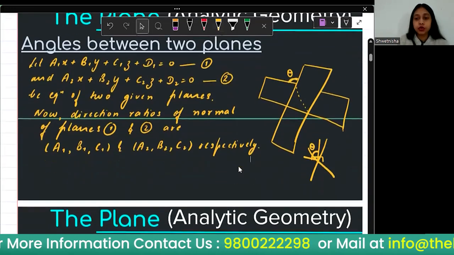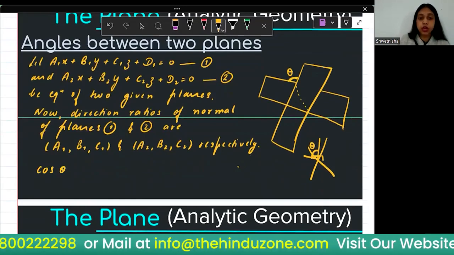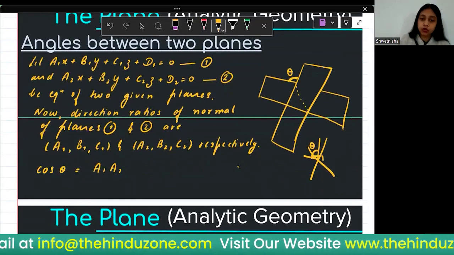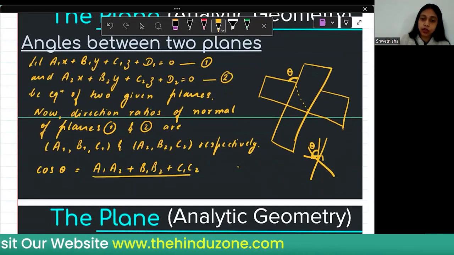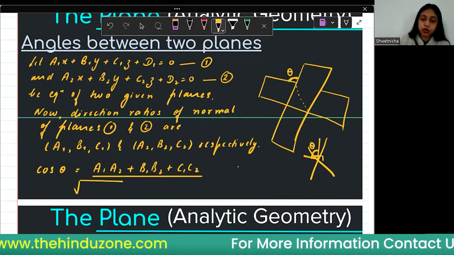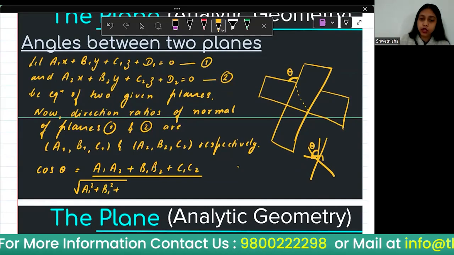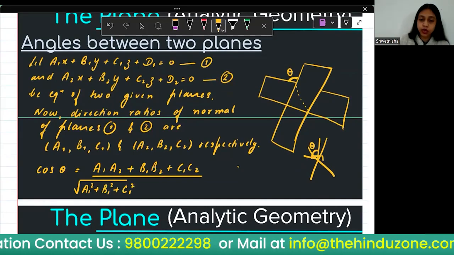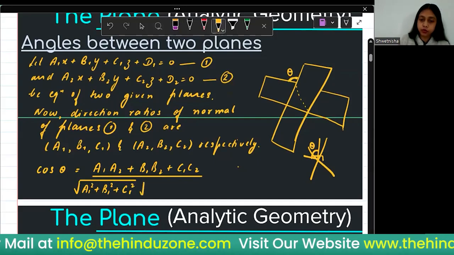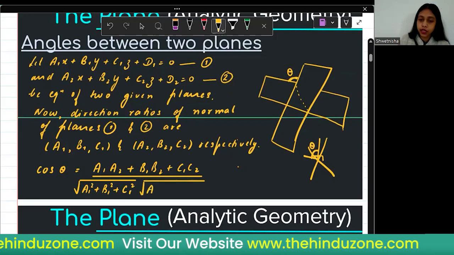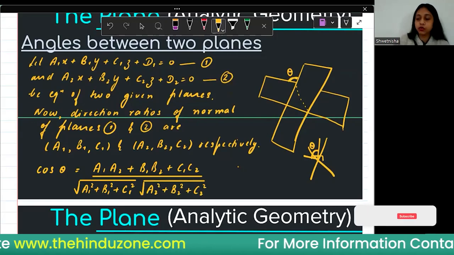Okay. So how do we find the angle between two lines whose direction ratios are given? This is the formula. Cos theta is equal to a1 a2 plus b1 b2 plus c1 c2 divided by the square root of a1 square plus b1 square plus c1 square, and another root of a2 square plus b2 square plus c2 square.